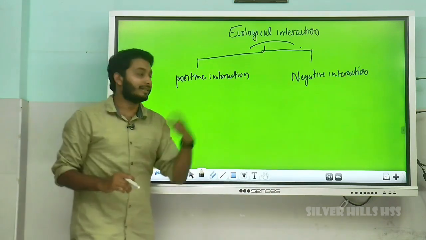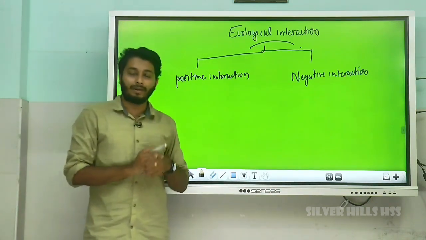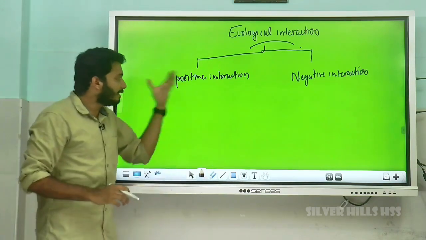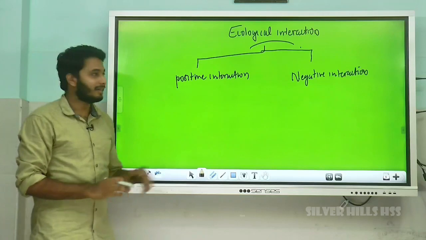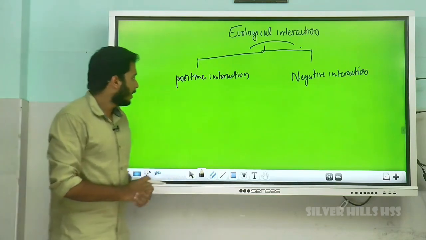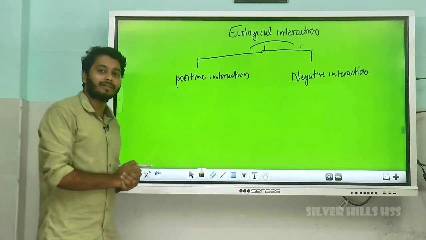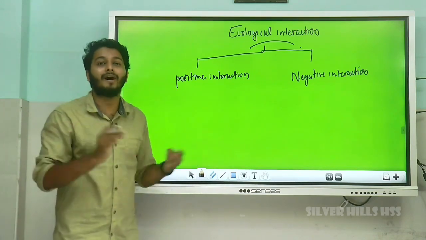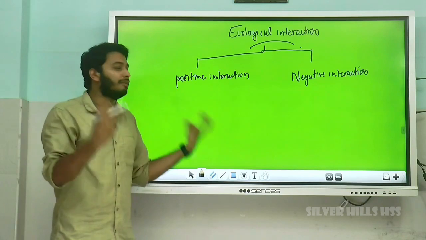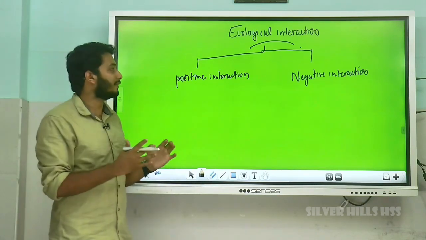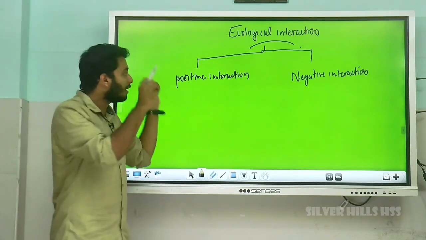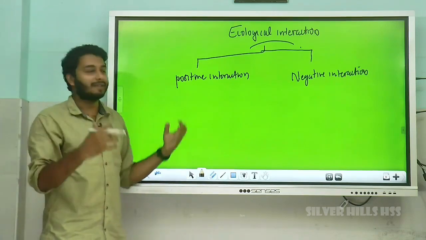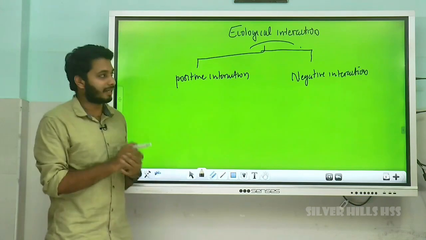Ecological interaction can be classified into two: positive interaction and negative interaction. So let me define positive interaction and negative interaction. Positive interactions are the interactions between living things in which no one is harmed. There will be only benefit to the living organisms in that interaction. So it will not harm anyone. At the same time, there will be certain merits for the organisms included in this positive interaction.